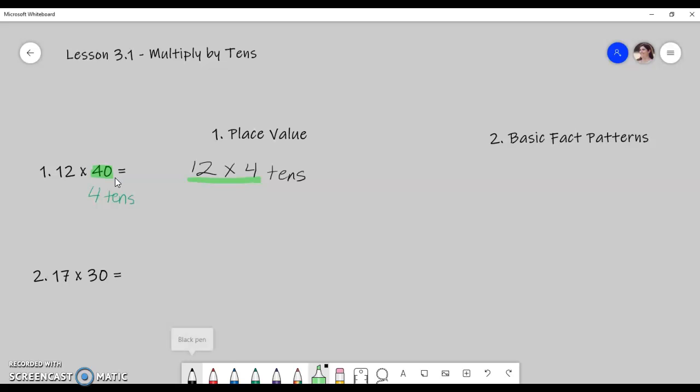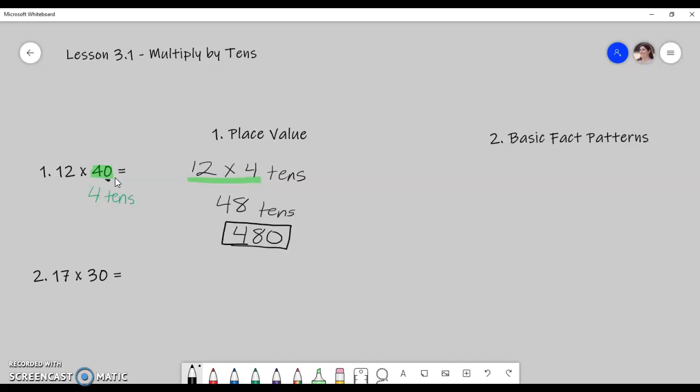So if I do that, 12 times 4, so 12, 24, 36, 48. That means it is 48, but it's also 48 tens because we multiplied by 4 tens. Now we just have to think, well, that tens means that we add on a 0, just one 0, because it's a tens place. So that means that 48 tens is really 480.